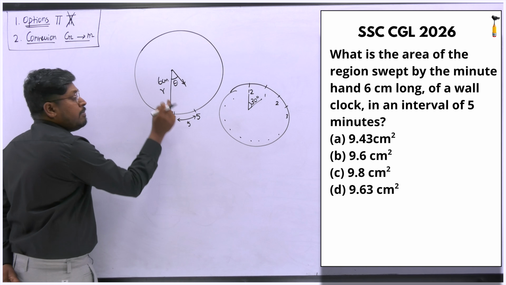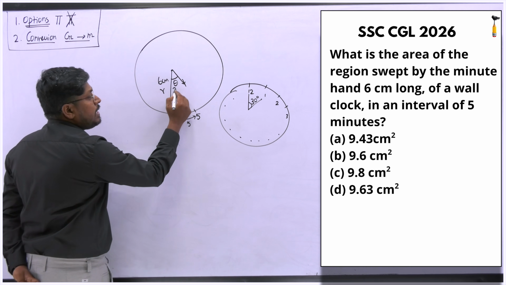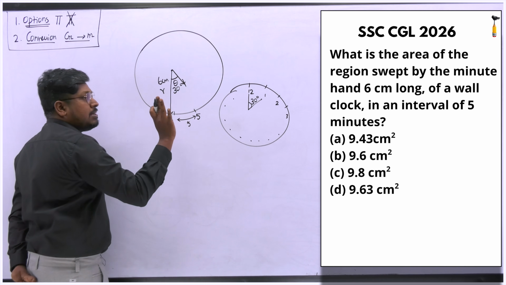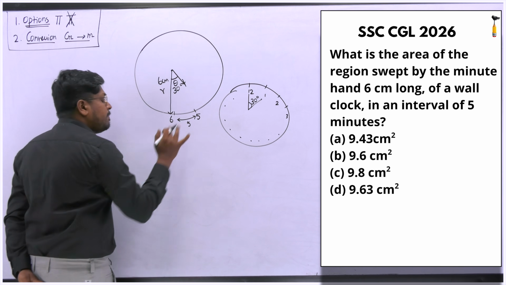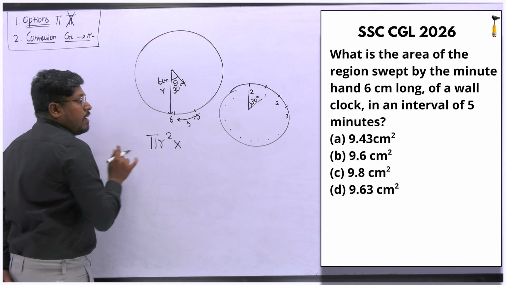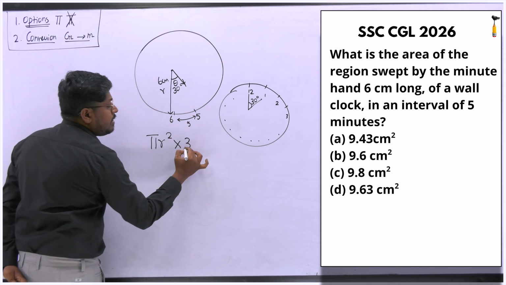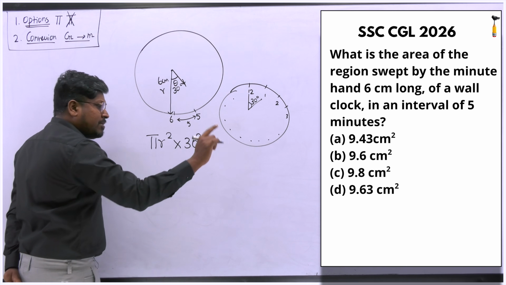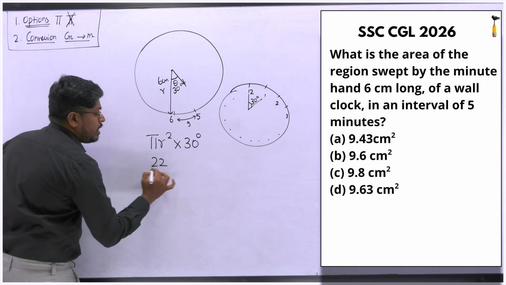So here also, if the part covered only 5 minutes, then the angle will be 30 degree here. So now finding the area of this sector is very easy. Why? Because we have an angle of 30 degree and we know the radius. Just apply the values in the formula. So the total area of a circle is pi r square, and the angle covered for this 5 minutes interval will be 30 degree. That's it. Look at the options. All the options are in decimal point, and we don't have pi here. So convert pi as 22 by 7.